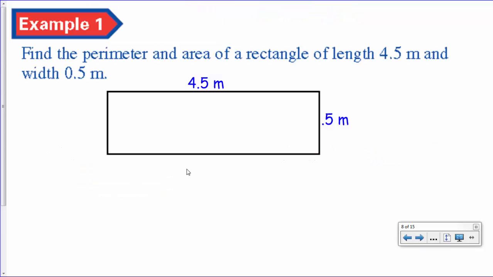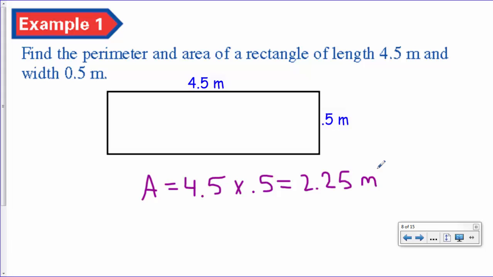Here are some examples. Find the perimeter and area of a rectangle of length 4.5 meters and width of 0.5 meters. To find the area of a rectangle, 4.5 times 0.5. That would give us an area of 2.25 meters squared. Remember, it's square units if you're finding the area.